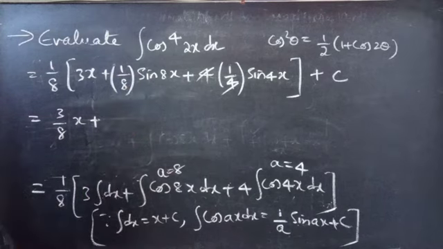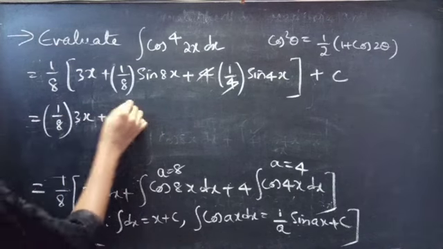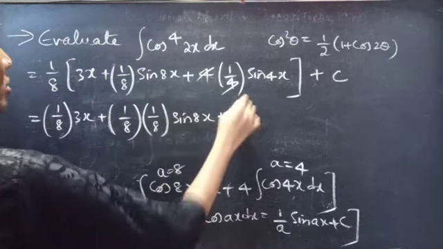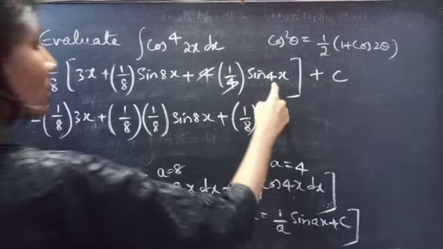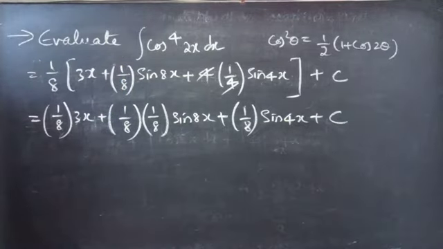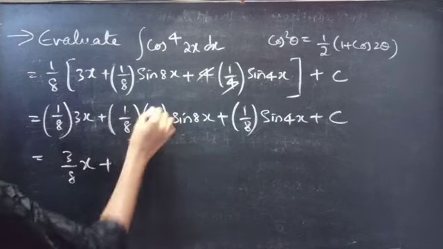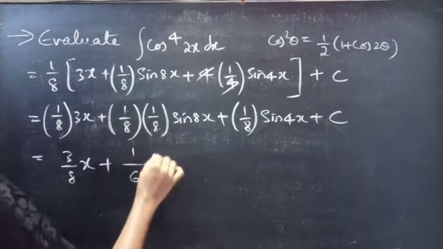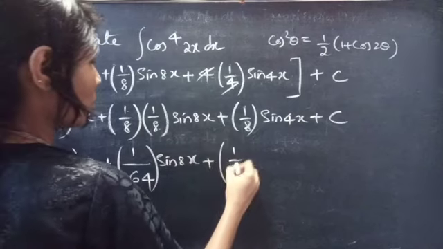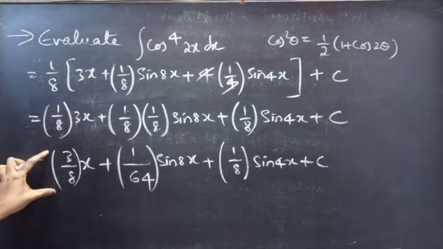So we'll get 1 by 8 into 3 is 3 by 8 into x plus 1 by 8 into 1 by 8. Let's write one more step. 1 by 8 into 3x plus 1 by 8 into 1 by 8 sine 8x plus 1 by 8 into 1 into sine 4x is sine 4x plus integral constant c, which equals 1 by 8 into 3x is 3 by 8 x plus 1 into 1, 1, 8 8s are 64 into sine 8x plus 1 by 8 sine 4x plus c. Either you can leave it like this or you can solve two more steps.